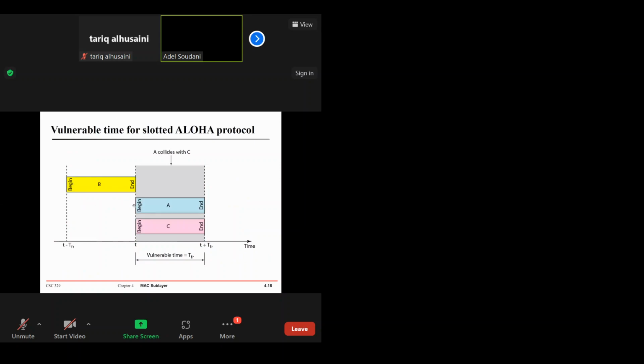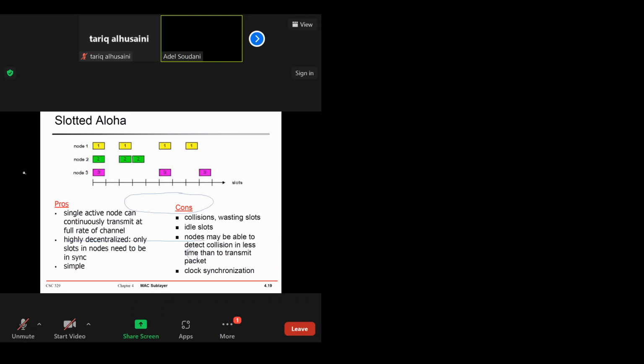So the vulnerability time, as you might understand, will be reduced in that case. For frame A, for example, if we take one subject here that corresponds to frame A, you see that the vulnerability time is simply equal to one slot of time. So it avoids the problem of pure Aloha, where the vulnerability time is twice the time to transmit one frame. Here it is reduced to only one transmission time of the frame, which corresponds to one slot of time.